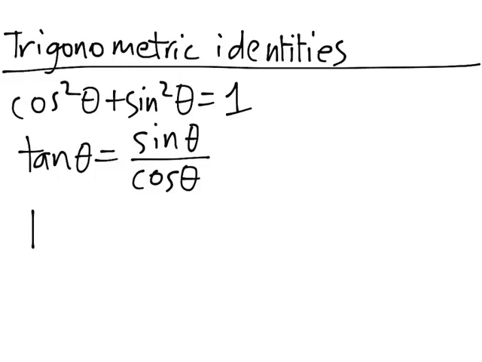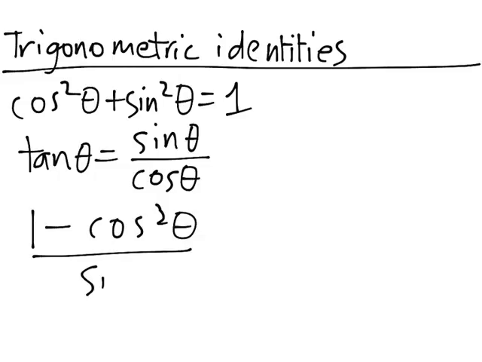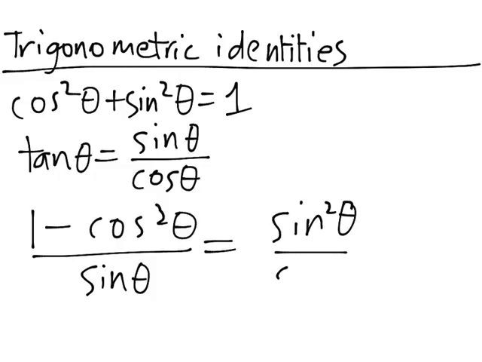Suppose that we wanted to know what 1 minus cosine squared theta divided by sine theta was. In this case, we know that cosine squared theta plus sine squared theta equals 1. So 1 minus cosine squared theta is just sine squared theta. Now if we divide this by sine theta, it'll simplify to sine theta. So using this identity, we're able to turn a more complicated expression into a much simpler one.